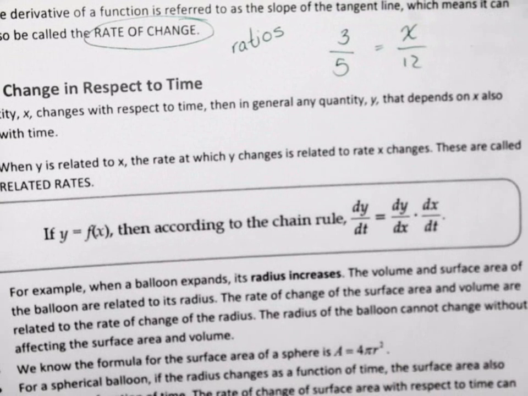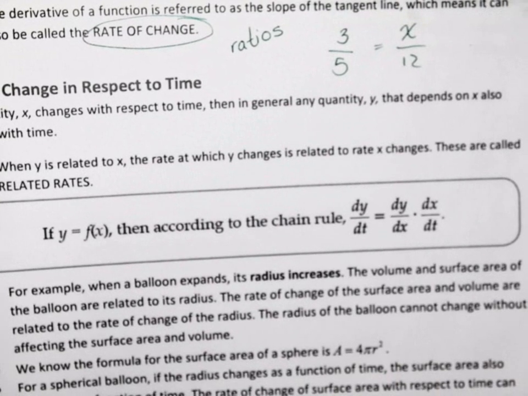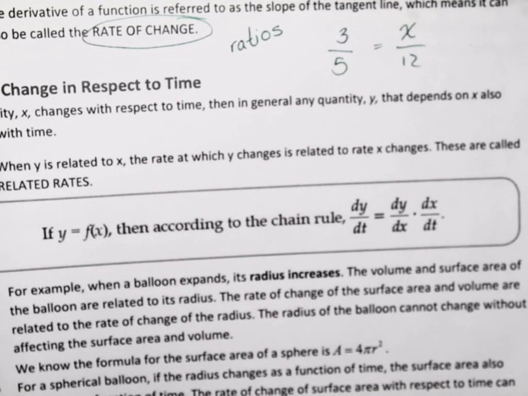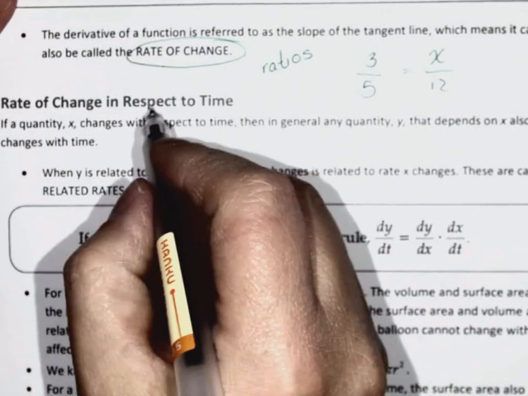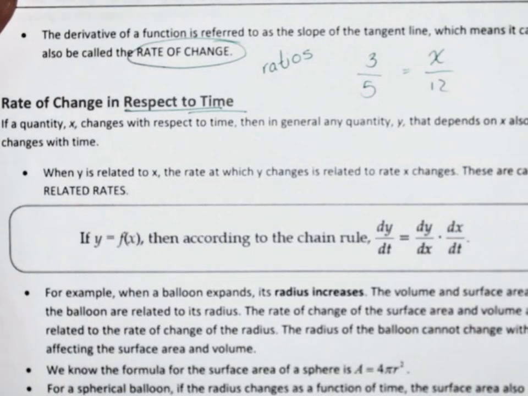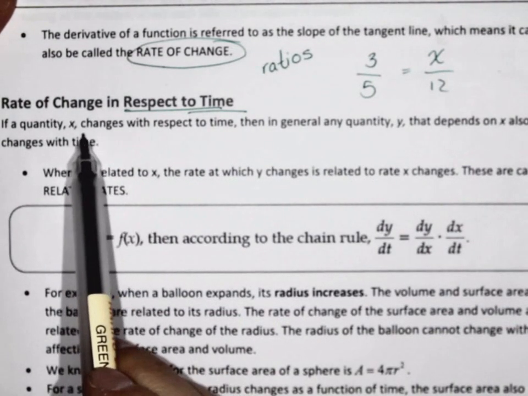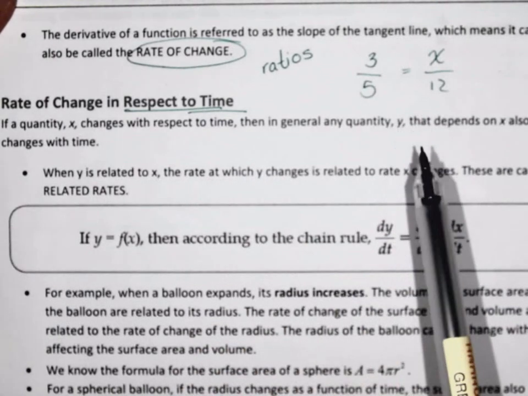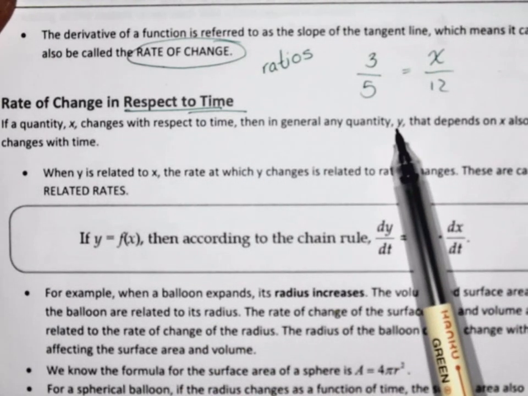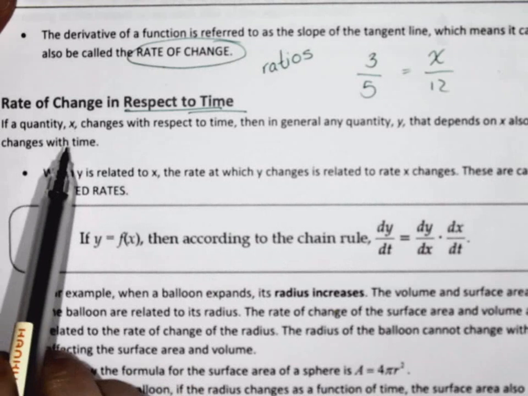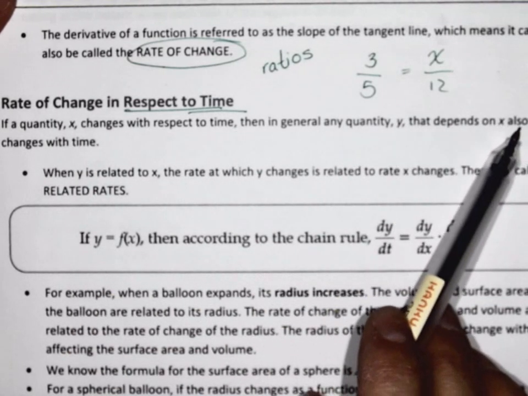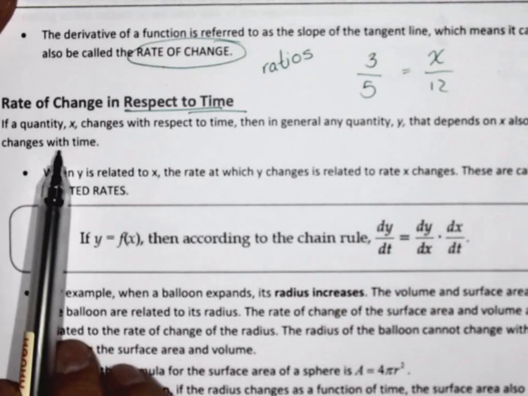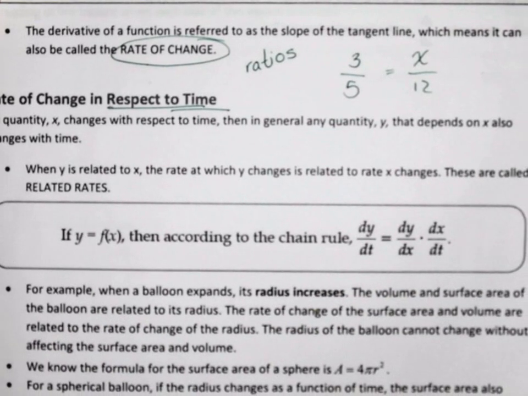But we're going to be using a lot of ratios with this. So when we talk about related rate problems, just know that this is a strategy that we're going to use. The first type is rate of change with respect to time. If quantity x changes with respect to time, and any general quantity y also depends on x, which changes with time, then they're all linked together.